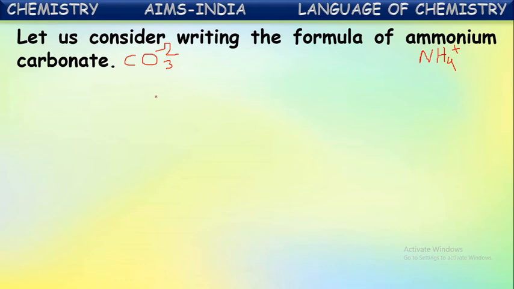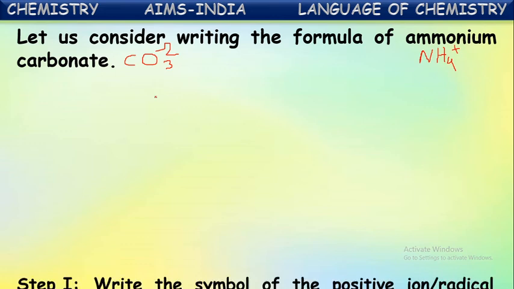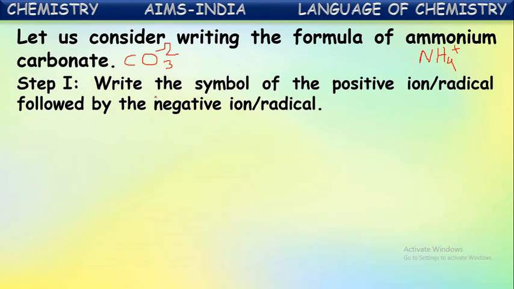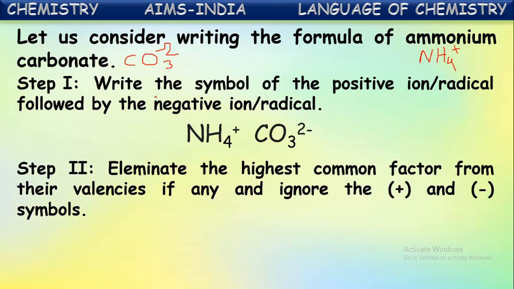Now let us try to write the molecular formula of the compound ammonium carbonate. What is the first step? First we have to write the positive ion or radical followed by the negative ion or radical. Now we get it this way: NH4⁺ and then CO3²⁻.